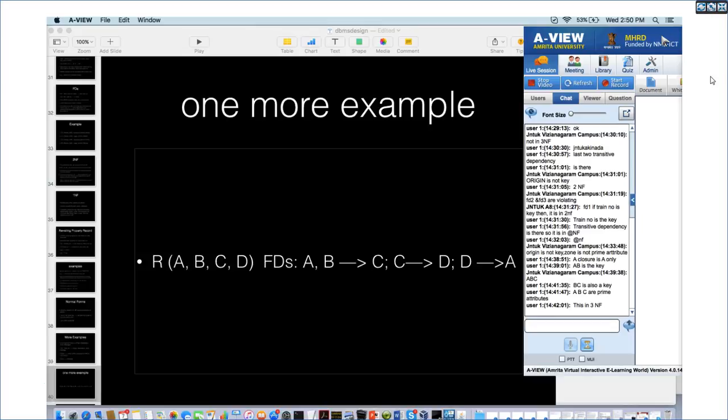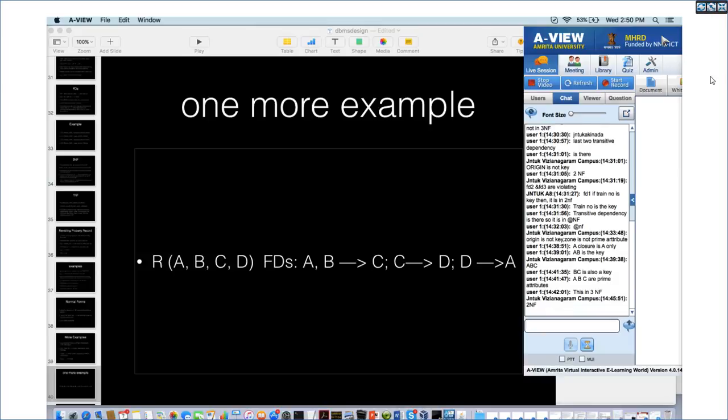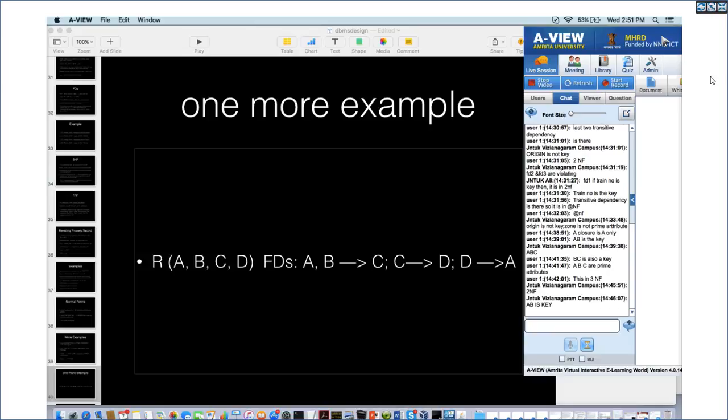This is in 2NF. Excellent. Why is this in 2NF? Can you just put it up in the chat box so that we can all see? AB is the key. Okay. There's no other key other than AB. What are all the keys for this? Only AB is the key.